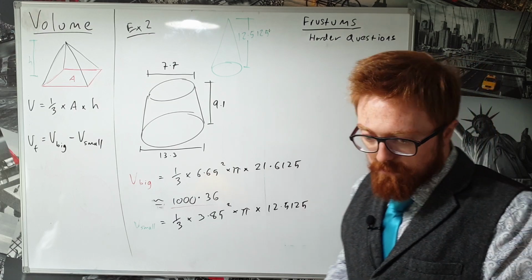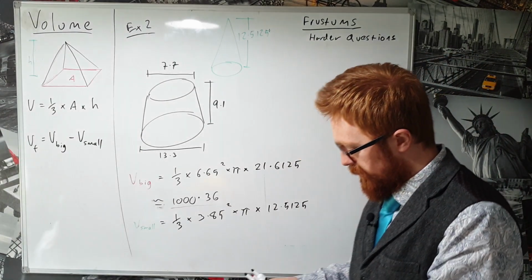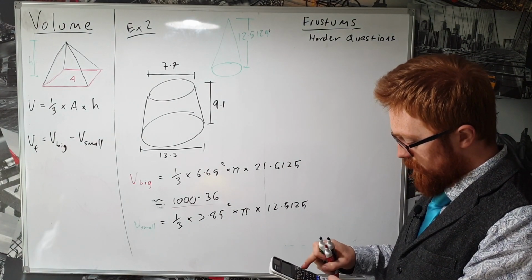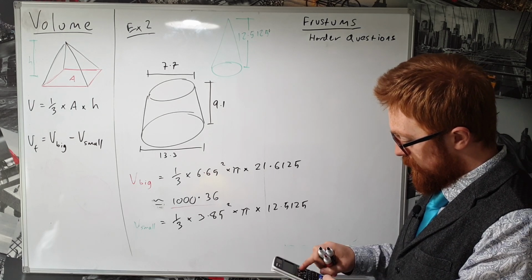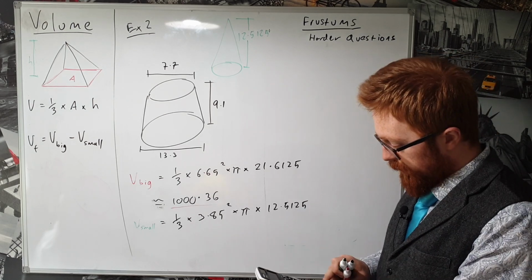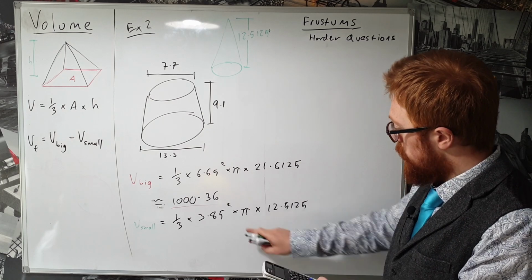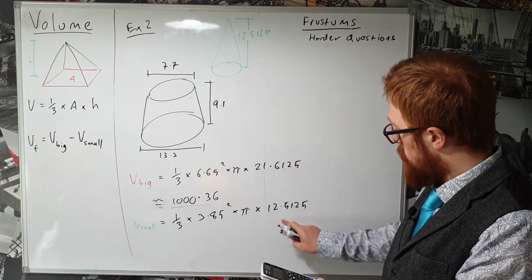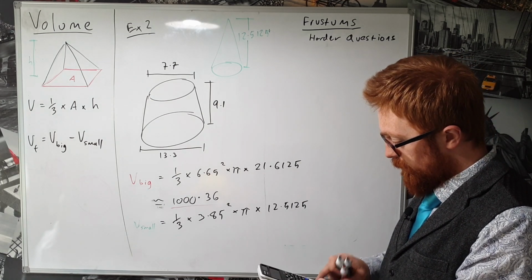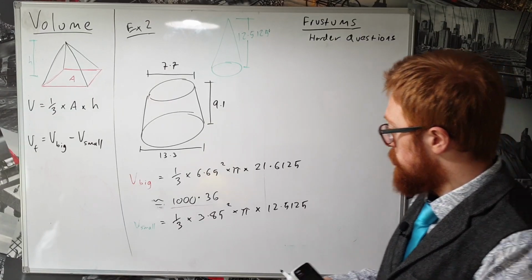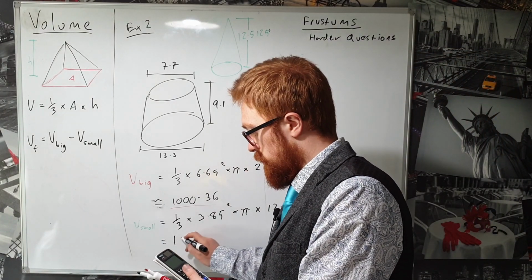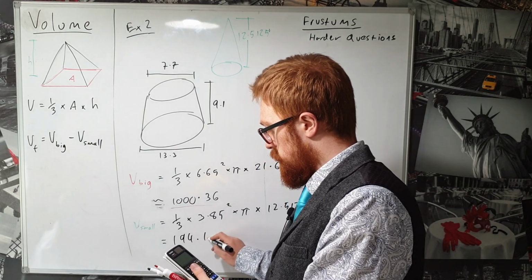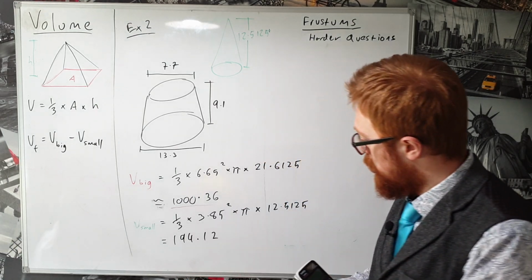12.5125. And so again, if we work that out, we get 1/3 times by 3.85 squared times by pi times by 12.5125, and that gives me an answer of 194.12. Just go to 2 decimal places there.